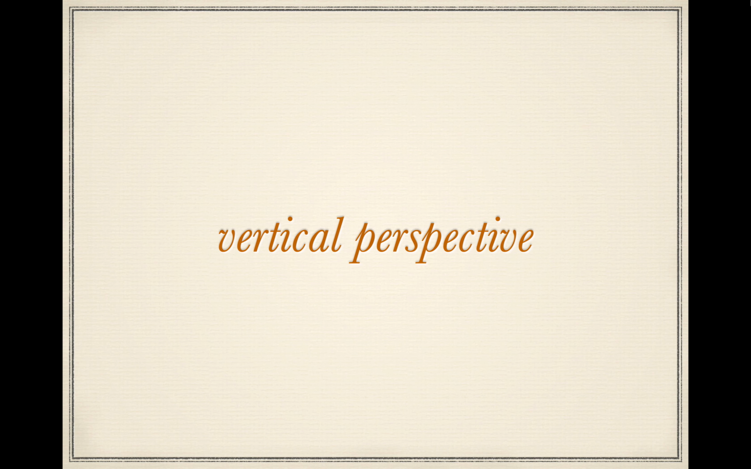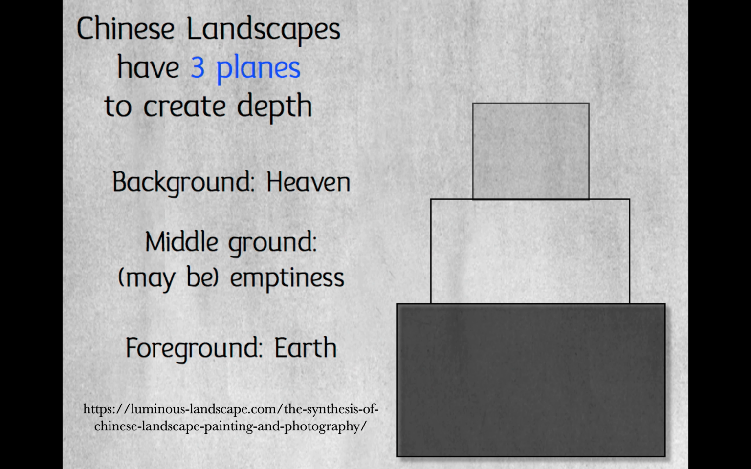Now, vertical perspective refers to perspective in Eastern cultures, especially like China, Korea, Japan, things like that. So a landscape, like a Chinese landscape or Japanese landscape, has 3 different planes. And even though they don't have the deep depth of Western art, they're not meant to be actual depictions of real space. They're meant to be symbolic depictions of space.